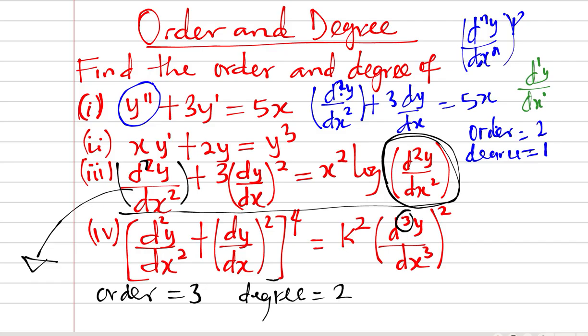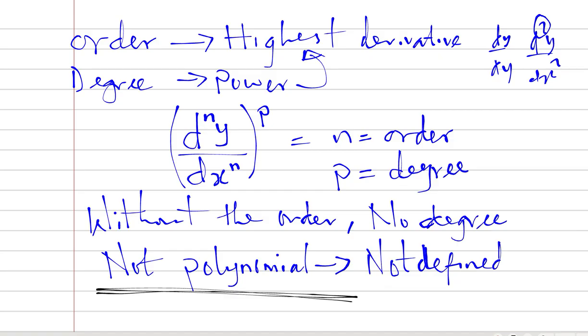Don't forget some of the key points I gave. The number 1 is that the order is the highest derivative, while the degree is the power of that highest derivative. And I gave you a key: d raised to power n y, all raised to power p. n is the order, p is the degree.